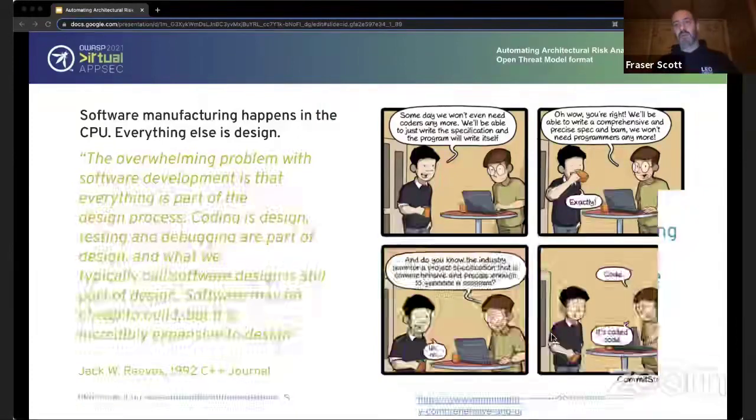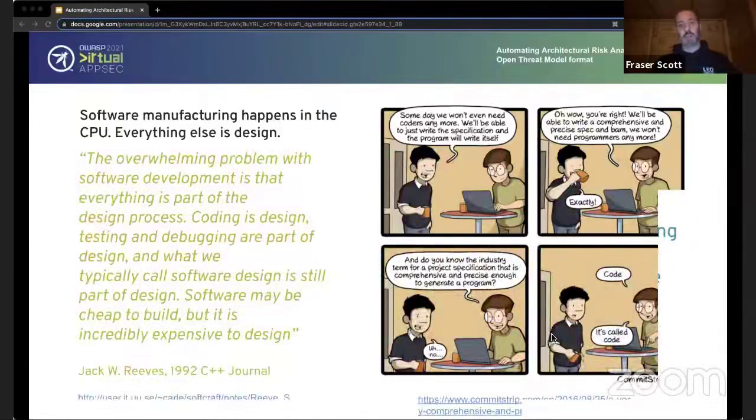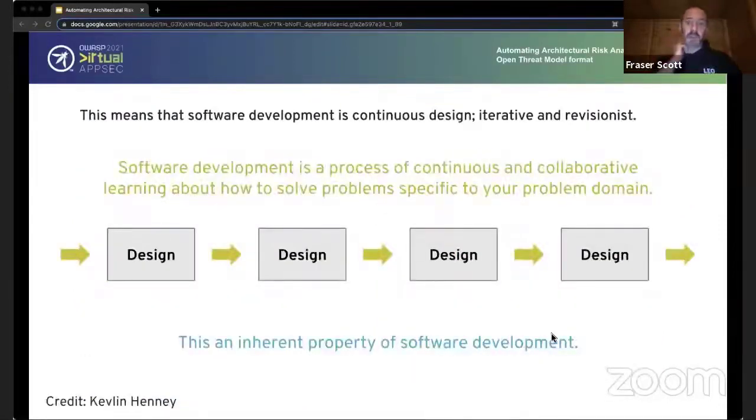A piece of software, even a binary, is a specification for how to achieve a particular outcome in a particular domain. So it is not a product in the same way that a car is a product. It is a specification of how to solve a problem in a particular set of circumstances in the CPU. And what that means is software development as a practice is essentially continuous, iterative, and revisionist design.